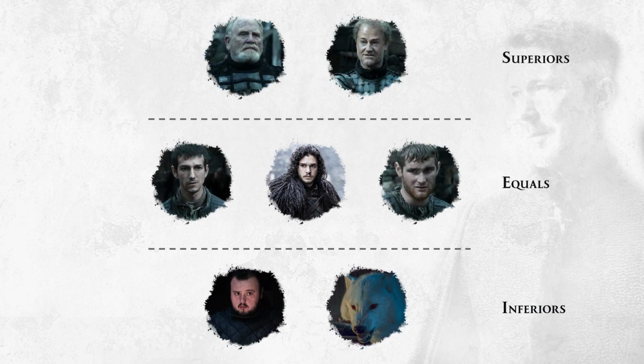Taken together, we end up with three different kinds of power dynamics. So we have Jon's relationship to his equals, his relationship to his superiors, and his relationship to his inferiors. And if a character acts very differently in one power dynamic compared to the other ones, that usually reveals something about them that you otherwise wouldn't be able to see.